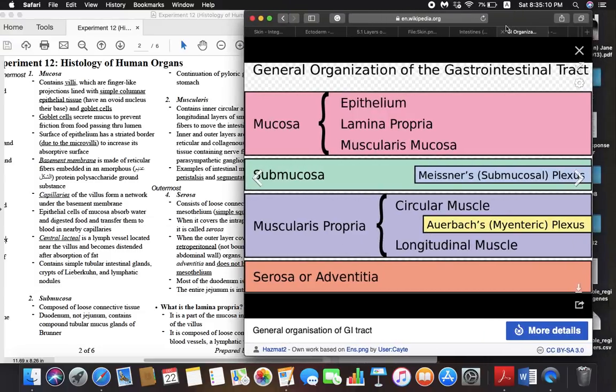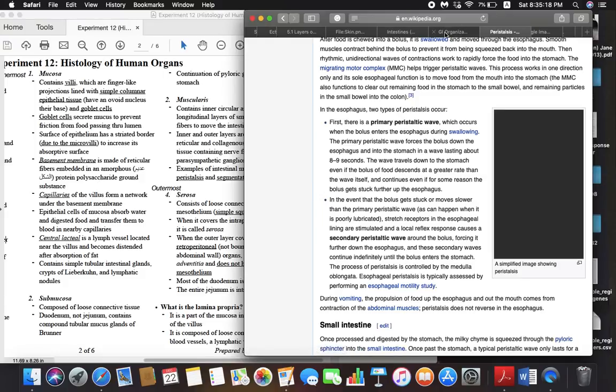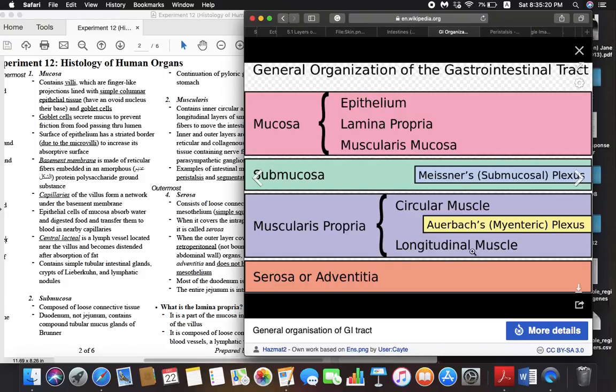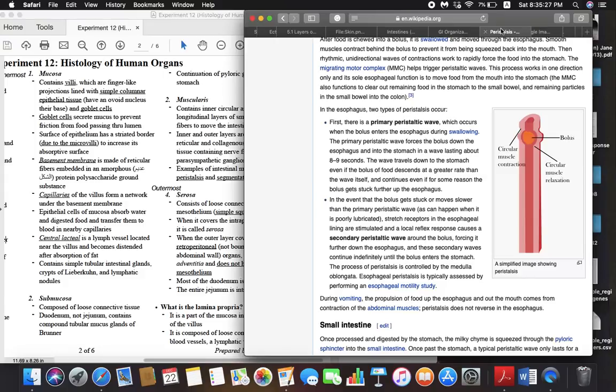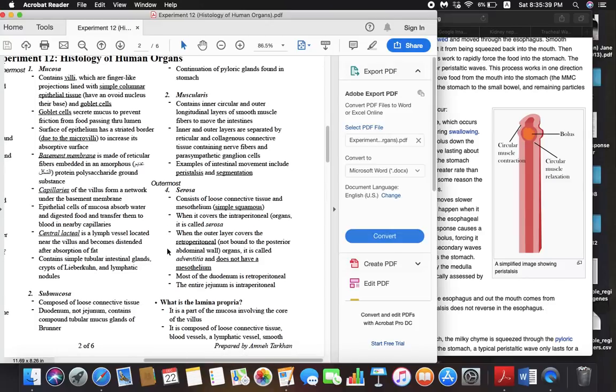Now, the basic difference between peristalsis and segmentation is that peristalsis is controlled by the longitudinal fibers. So this part here controls peristalsis, and this part here controls segmentation. But we don't need to know this for the exam. So here we have a diagram of the peristalsis. As we said, it's most famously seen in the esophagus during swallowing. So this is an example of peristalsis.